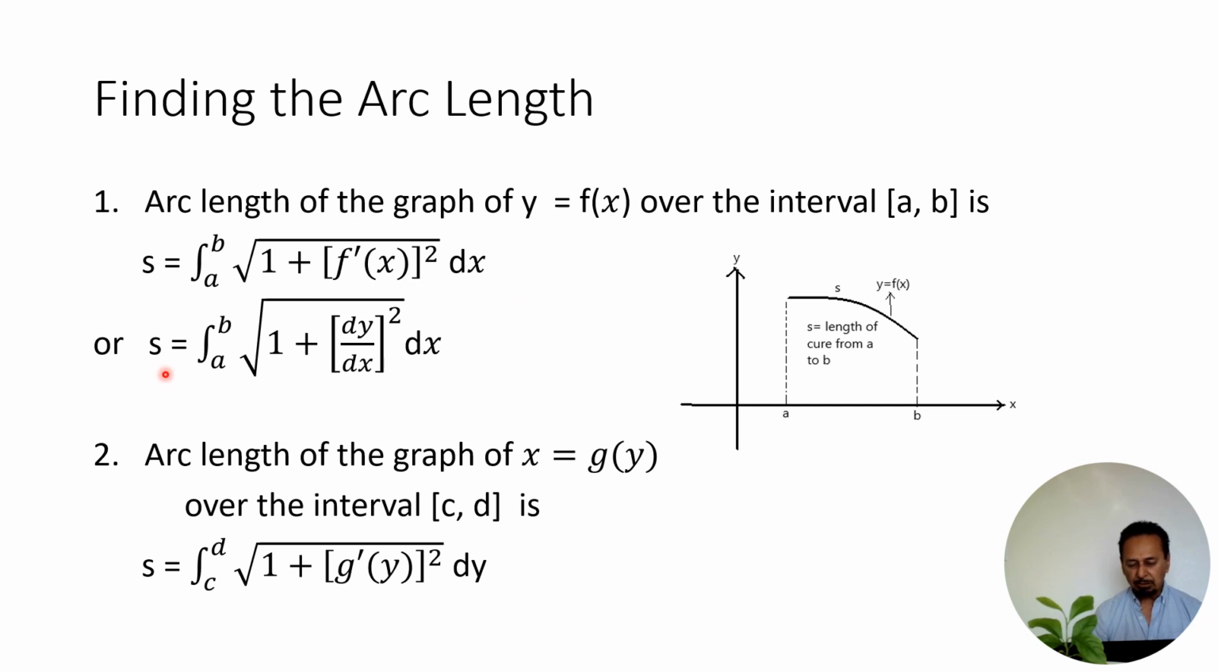Or s, a lowercase s, equals the integral from a to b, the square root of 1 plus (dy/dx) squared dx. Arc length of the graph of a function which is a function of y over interval [c, d] is given by this formula: s equals the integral from c to d, the square root of 1 plus g prime y squared dy.